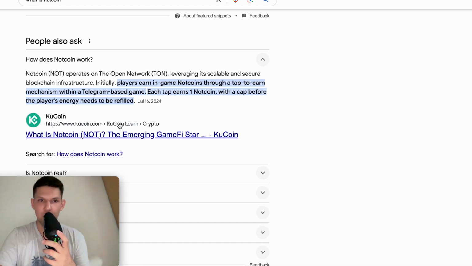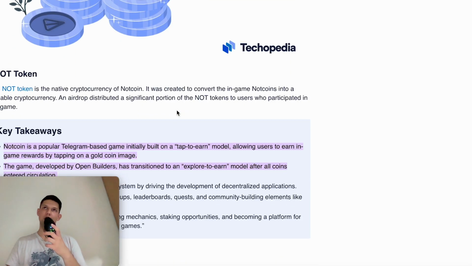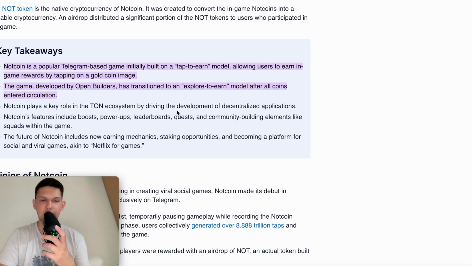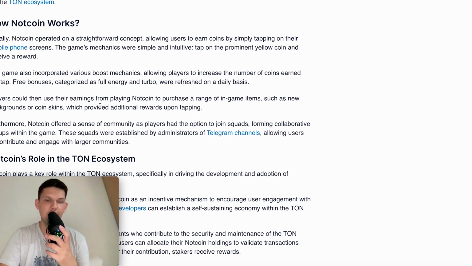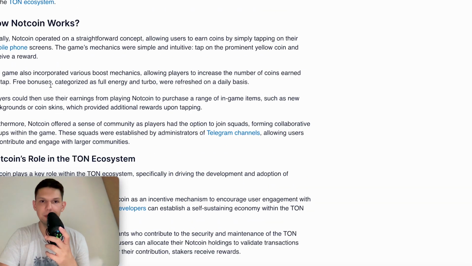So you can see at the moment it used to be a tap-to-earn mechanism, and now it's an explore-to-earn mechanism. So the way to get money, you wait for airdrops, for special events inside the application. And yeah, I mean, that's pretty much it about what it is.